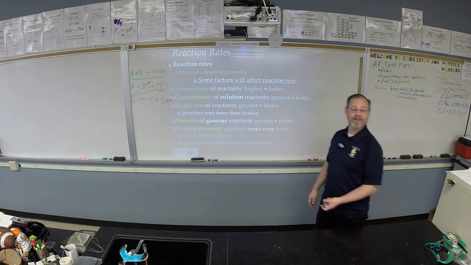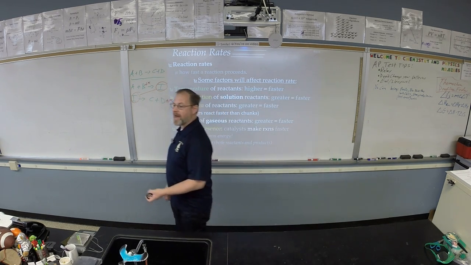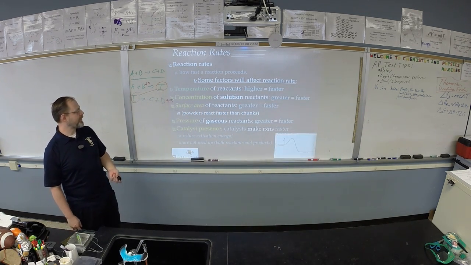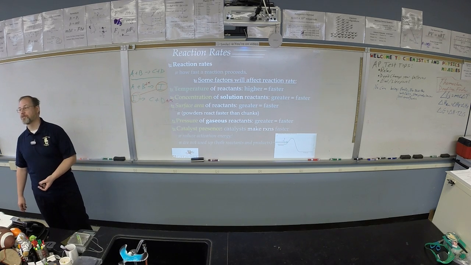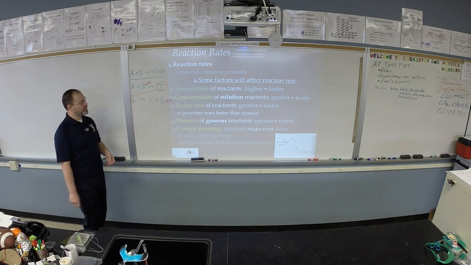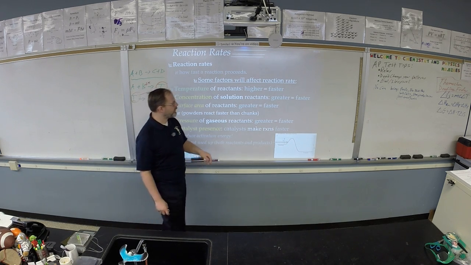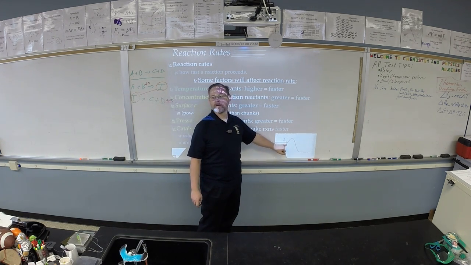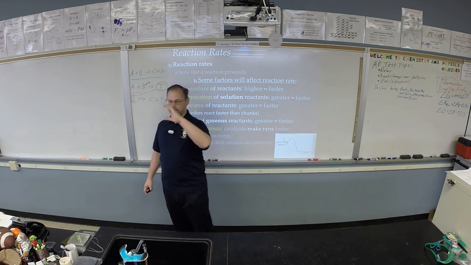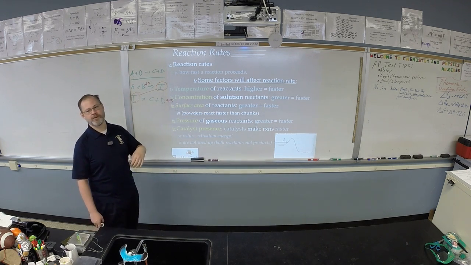And then once again, catalyst presence. If you have a catalyst and you reduce the activation energy required, then that will also speed up the reaction. So remember, all reactions, even very exothermic ones, will have an energy barrier. What a catalyst does is it shrinks the hump, shrinks the energy barrier.